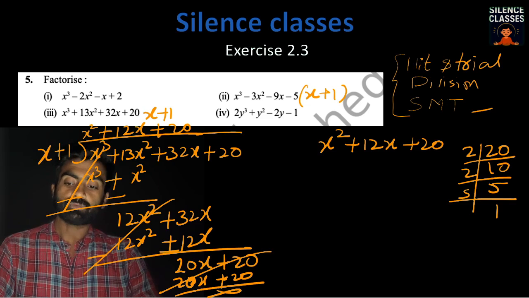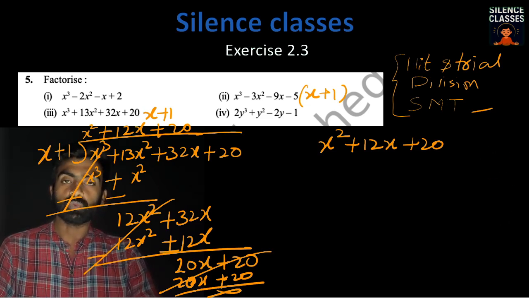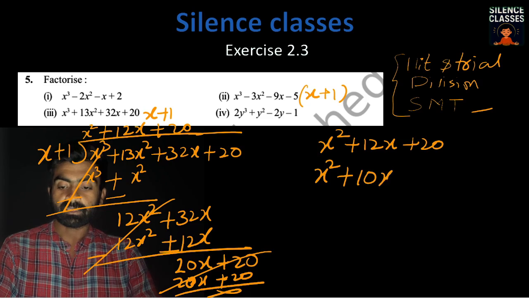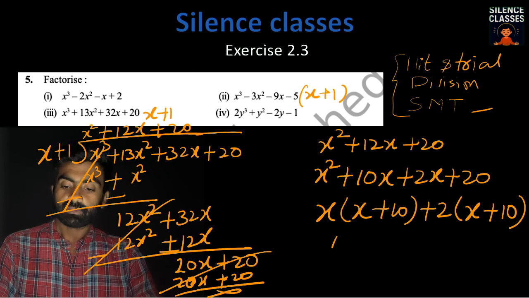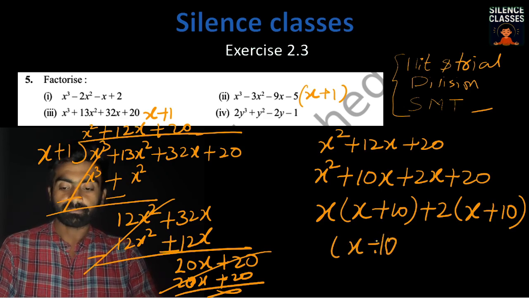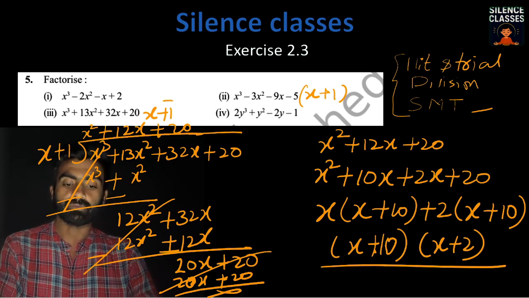Okay, 5 to the 10 plus 12 means we can do 10 plus 2, we will get 12, and 10 multiplied by 2 we will get 20. So we will get x square plus 10x plus 2x plus 20. So x we can take common, so we will get x plus 10, and we can take plus 2 common, we will get x plus 10. So x plus 10 and x plus 2, these are the two factors of this particular equation.